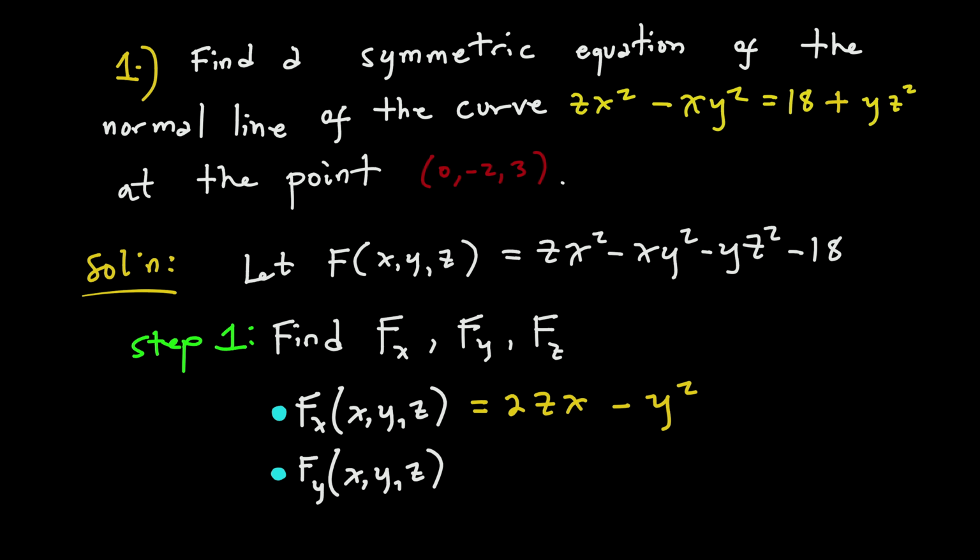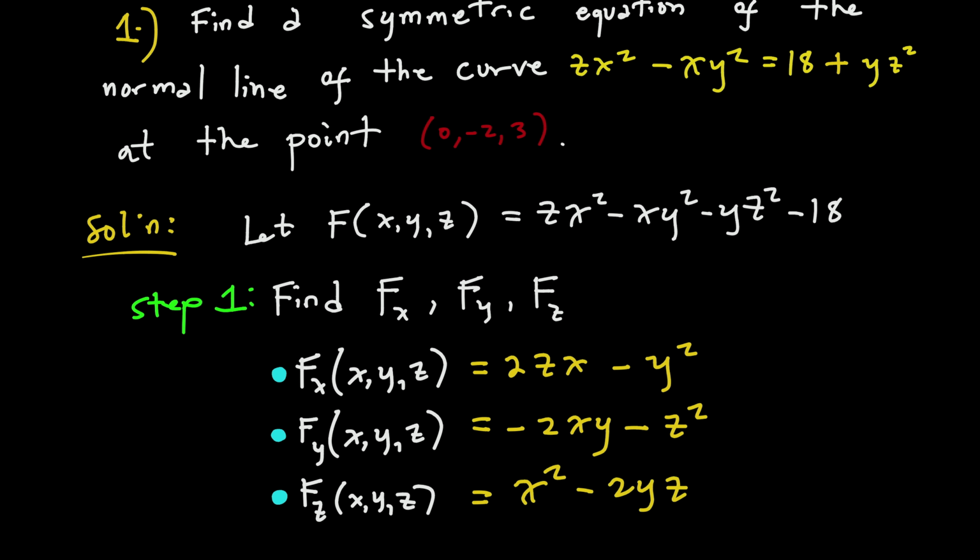For fy, similarly, we have this one and this one. So this is 0, and this gives you negative 2xy, and this gives you negative z squared. For fz, we have this one. This one derives to x squared. This one derives to 0. This one derives to negative 2yz, and then this one derives to 0. So therefore, we have this one.